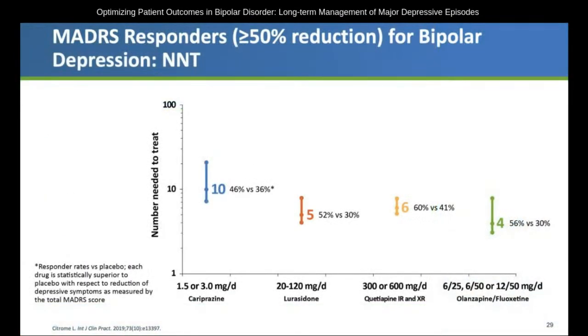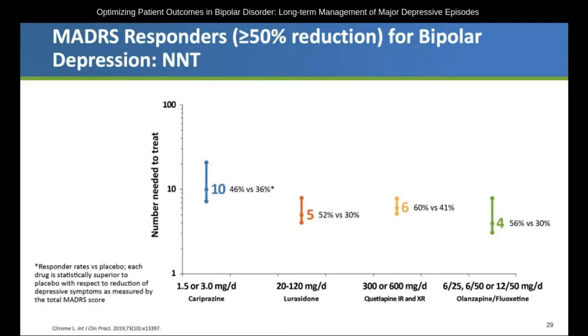Let's take a look at MADRS responders for bipolar depression. We can look at the number needed to treat for cariprazine, lurasidone, quetiapine, and olanzapine-fluoxetine combination. And I've taken these numbers in terms of response rates for drug versus placebo right out of the clinical trials that led to approval for each of these agents by the FDA.